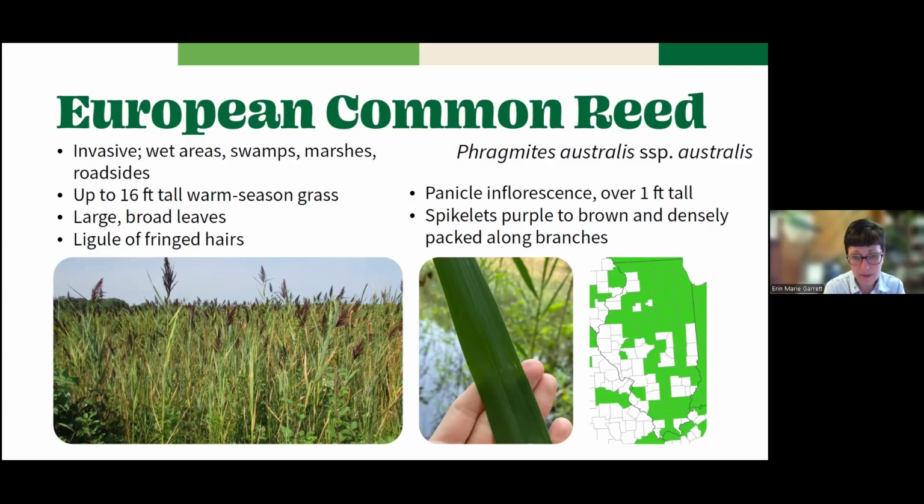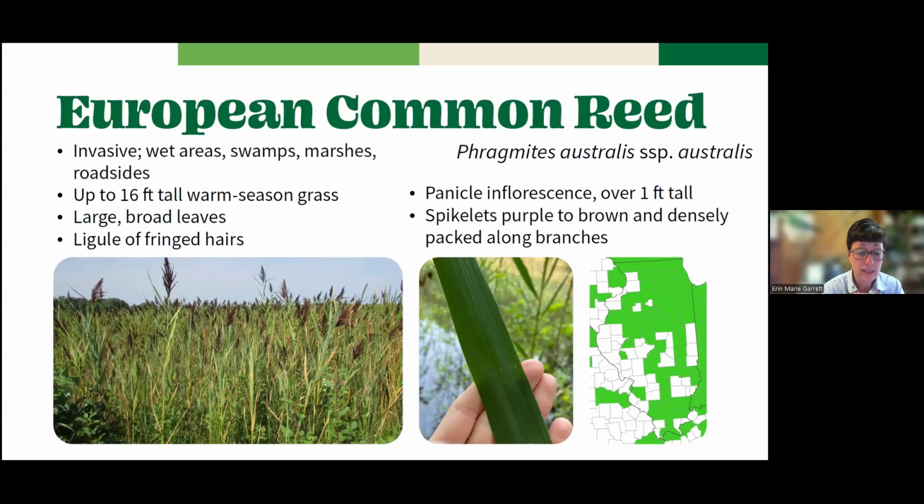Very broad leaves, very long leaves. These tend to have more of a blue hue to them, blue-gray hue. And that's one of the ways you can tell it apart from the native strain, which is going to be more bright green rather than blue-gray. It's going to have a ligule of fringed hairs. And then it's going to produce, again, a huge panicle inflorescence, over a foot tall. We're looking more on the Johnsongrass level in the size of the panicle.